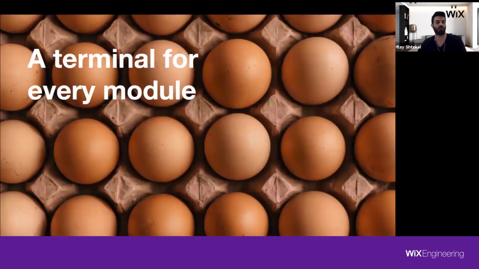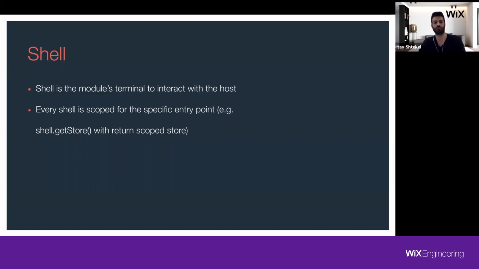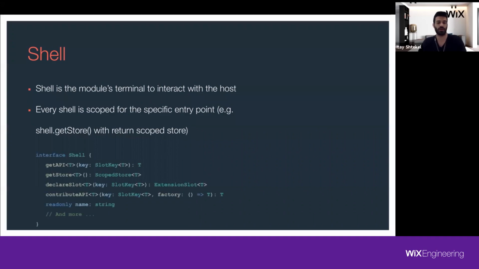And for each and every one of these entry points, we provide a terminal, a sort of scoped communication, which we call a shell. A shell is the scoped communication terminal for the entry point in order to contribute its content. So, for example, if we request from the application to give us a store, it will give us a store that is scoped for our own module. So if we examine the interface of the shell, we can request an API. We can request a specific implementation of a contract that we depend on. We can request a part of a Redux store.